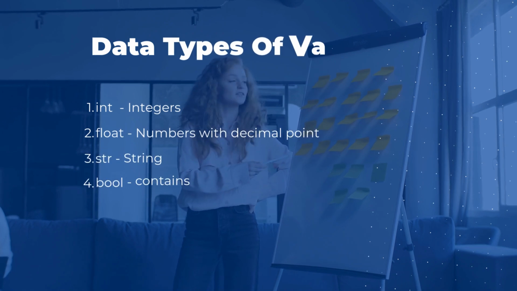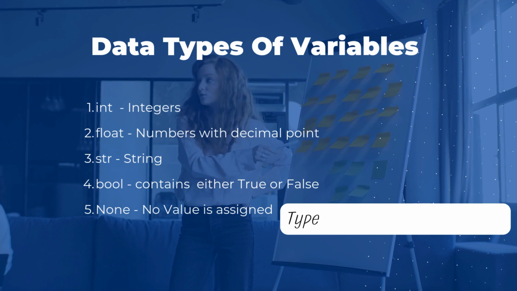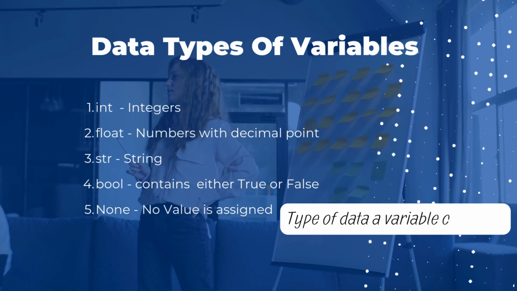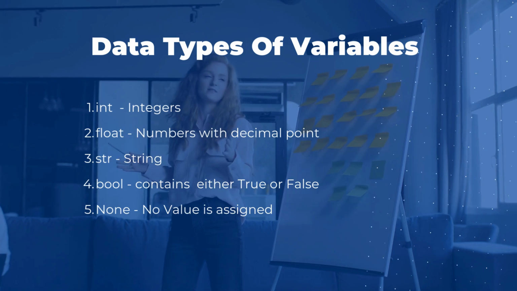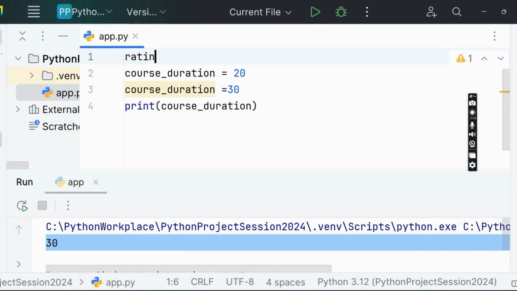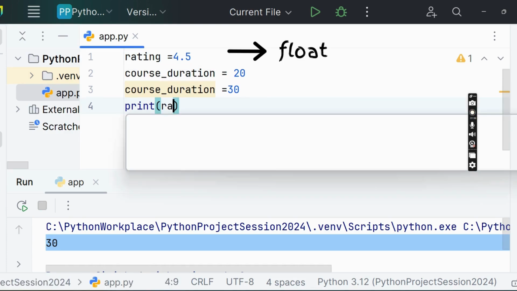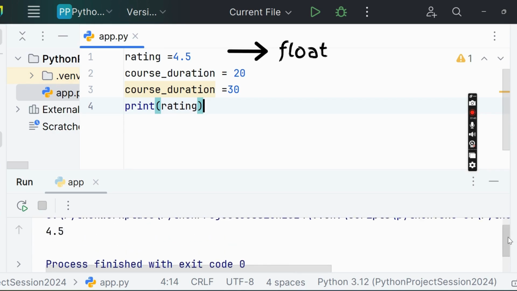Now let's talk about data type. Data types is nothing but type of data a variable can hold. In the case of course duration, whole numbers are stored and hence the data type of course duration is integer. Now consider rating. Rating is equal to 4.5. I am assigning 4.5 that is a floating number and hence data type of the rating is float.